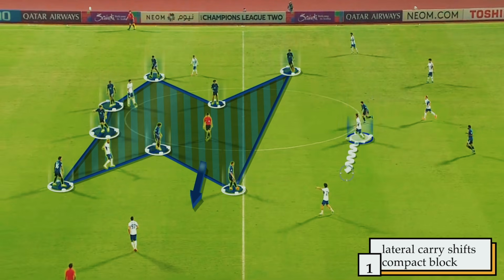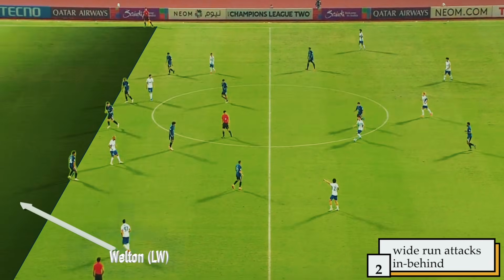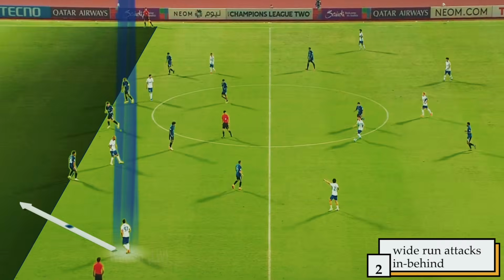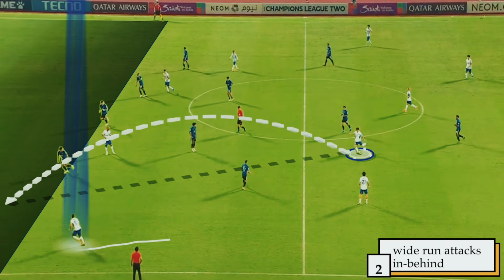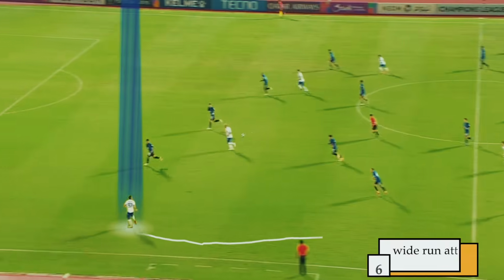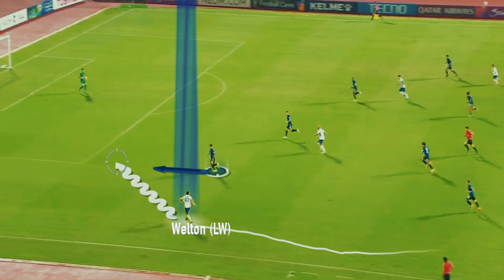To exploit this, the possessor first carries the ball laterally toward the left, intentionally shifting the defensive block. As the block moves across, the left winger makes a run into the space in behind on the left side. The possessor recognizes the timing and plays the ball into that space. After receiving, the winger drives diagonally into the left half space, drawing the fullback into a 1v1 situation.